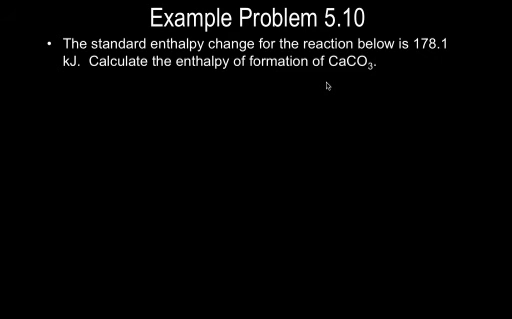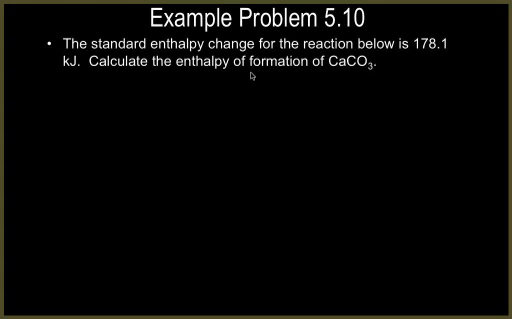Okay, so the only other way you could potentially see these problems is because you won't have access to the table necessarily for tests and things. Usually they'll just give you what you need to know for that particular problem. So another way that these problems can present themselves is they can give you the overall enthalpy change and then some of the formation enthalpies for some of the reactants and products, and then have you solve for the one that's missing. Okay, so this is what this would look like.